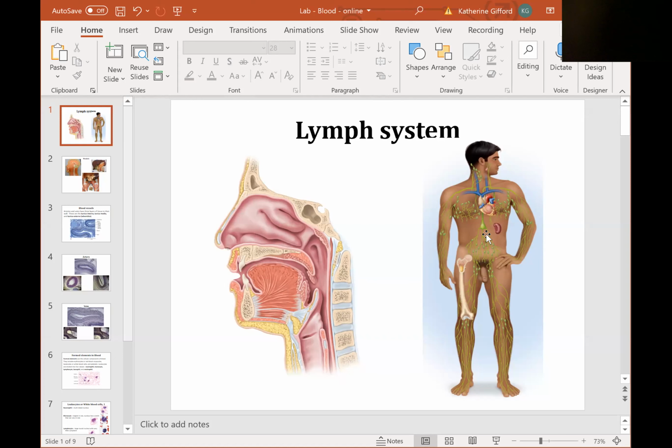Okay, so this is the recording for the lymph and layers of the blood vessels, which are also the same as the layers of the lymph vessels.